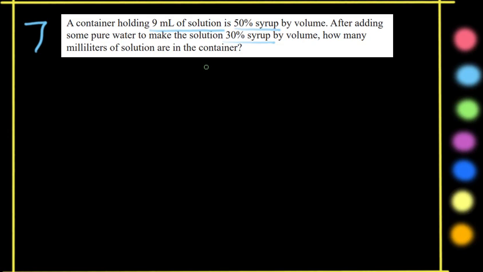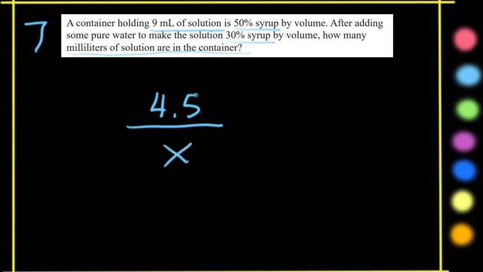the container? So the way that I did this was I said, okay, how much syrup is in the original solution? If half of this 9 milliliter solution is syrup, that means I've got 4.5 milliliters of syrup, and that's going to stay true even as I add water. So if I take that 4.5 milliliters of syrup and I divide by the total volume, which is what we're looking for, it says how many milliliters of solution are in the container at the end. Let's call that X because that's what we're looking for.